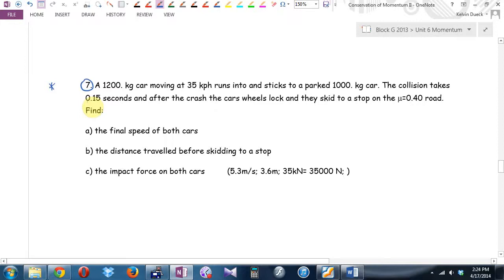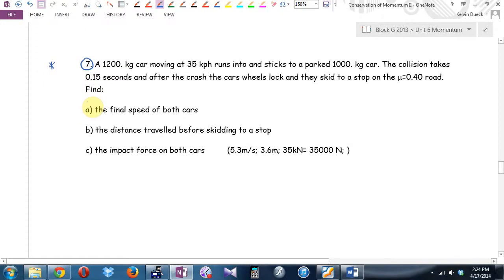But now I'm also giving you some friction and asking to find a distance. So for part B, I think it's a time for a free body diagram. You'll need to find the acceleration, and then v final is 0. You can find distance, and then the impact force.